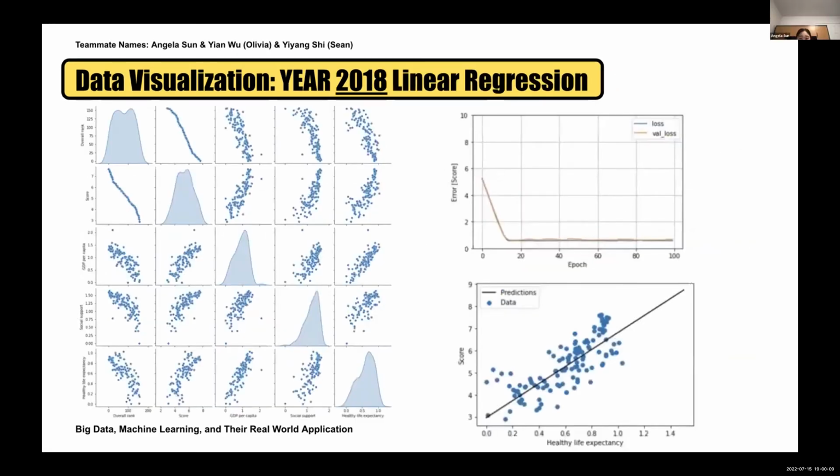Here we have the 2018 linear regression model, and similar to the previous years, there's a pair plot on the left illustrating a few variables, and on the right, there's a graph of the loss function showing the error decreasing, and below, there is a scatter plot showing the data and prediction line.